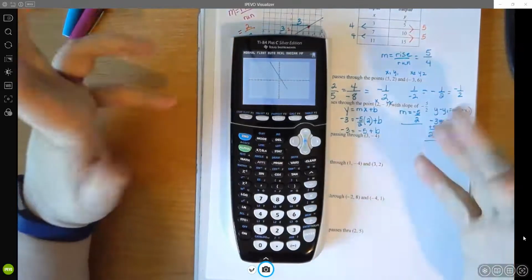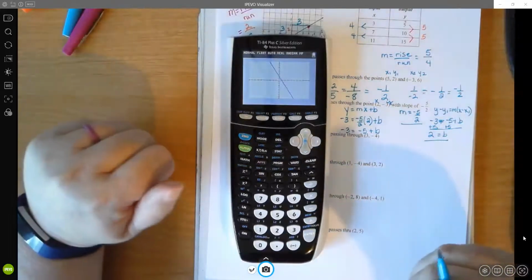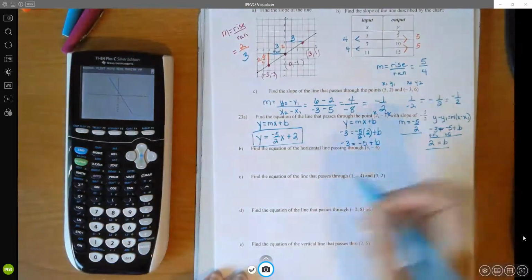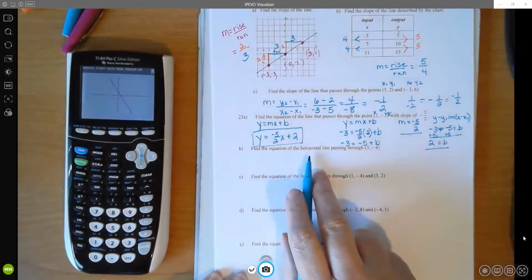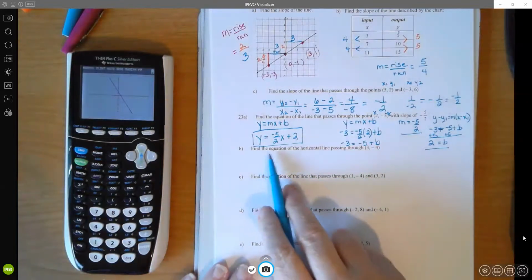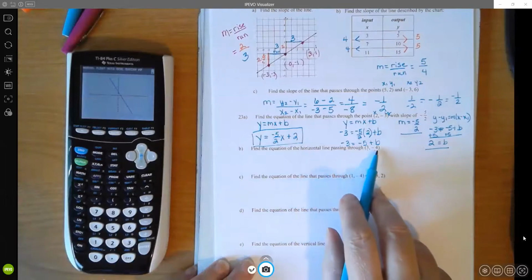And there's the line. It crosses at 2. It's a negative slope, so that looks like it's a good equation. So let's go to the B part. That one's done. Find the equation of a horizontal line passing through 3, negative 4.